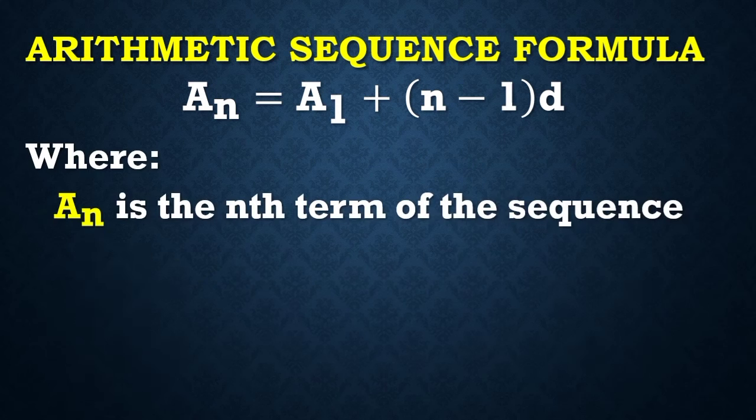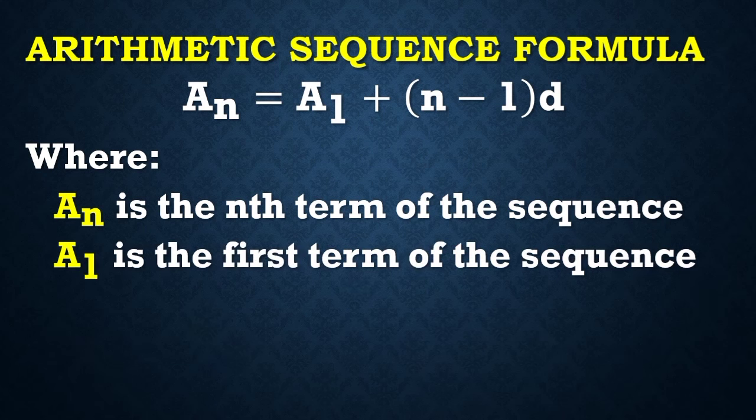So a sub n is the nth term of the sequence. So nth term siya, wala siyang particular number. It could be 7th term, 10th term, 100th term, 900th term. Okay? And then, a sub 1 is the first term of the sequence. Ito naman specific. Since meron siyang 1 dun sa notation niya, a sub 1, we are referring to the first term of the sequence.